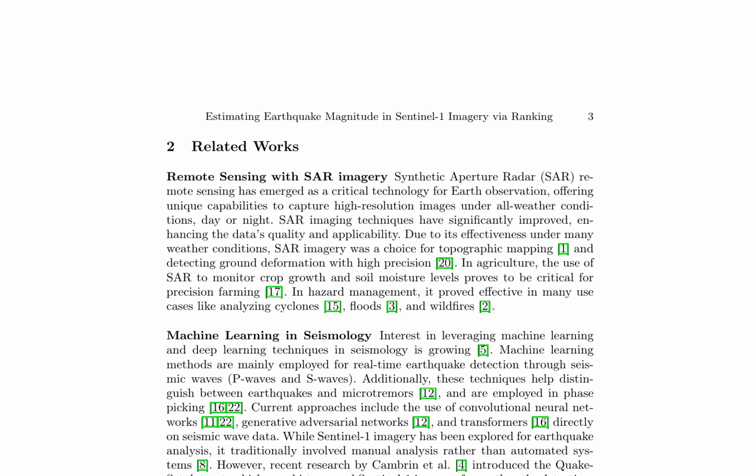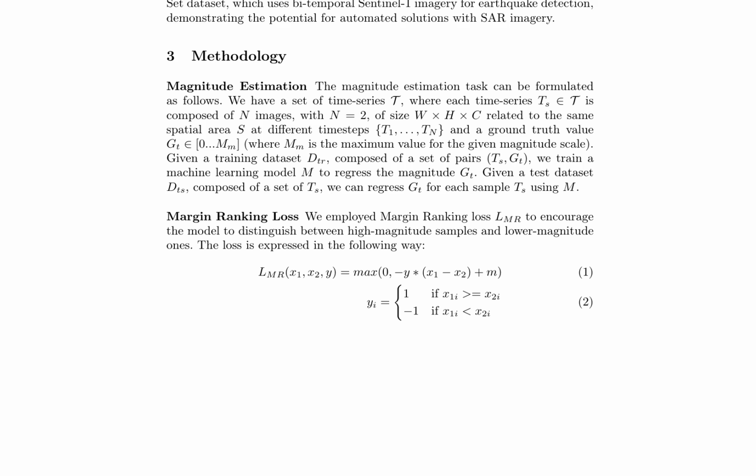Recent research has introduced the QuakeSat dataset, which utilizes bitemporal Sentinel-1 imagery for earthquake detection, demonstrating the potential for automated solutions with SAR imagery. The magnitude estimation task can be formulated as a regression problem, where a machine learning model is trained to predict the ground truth magnitude value given a set of time series images related to the same spatial area at different time steps.